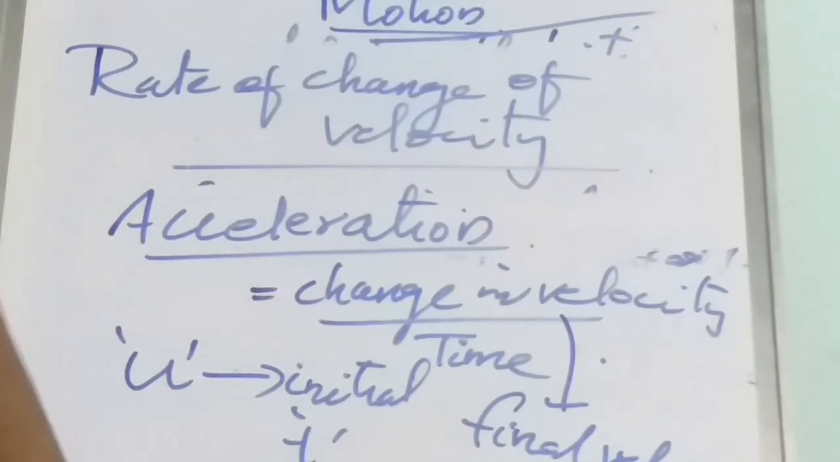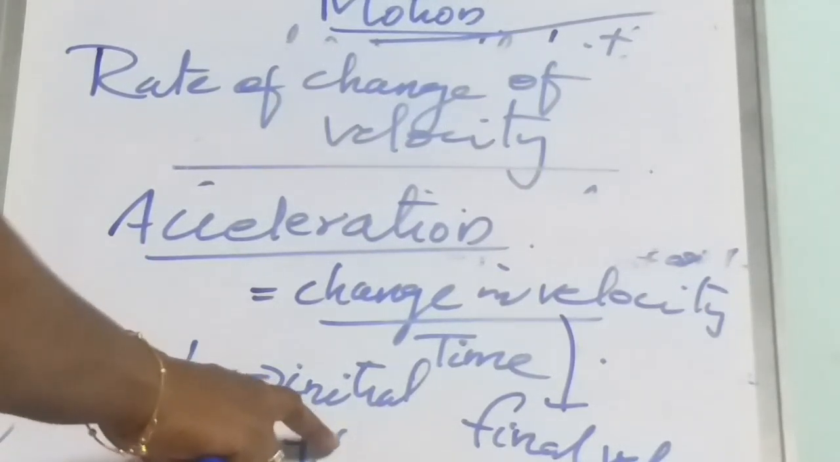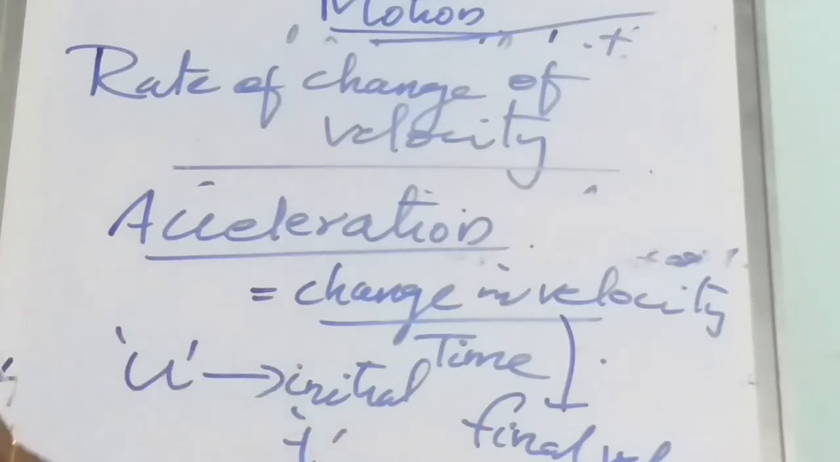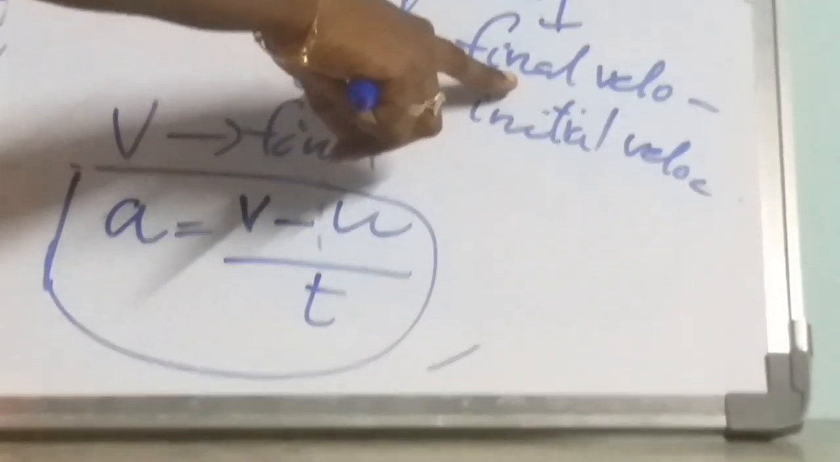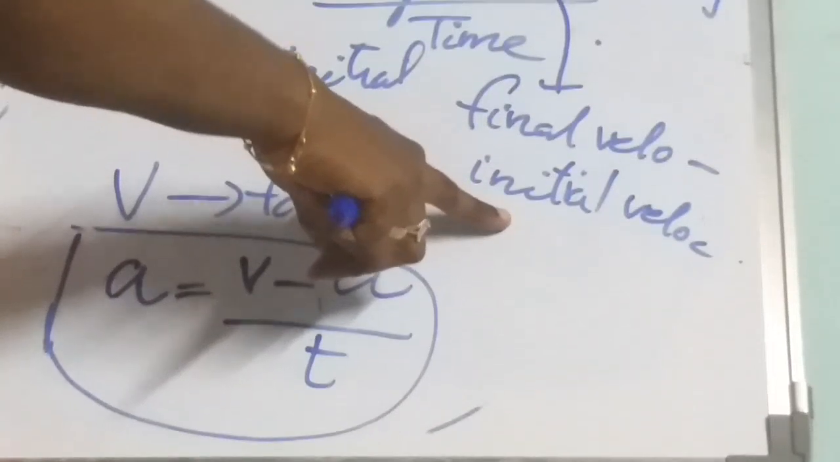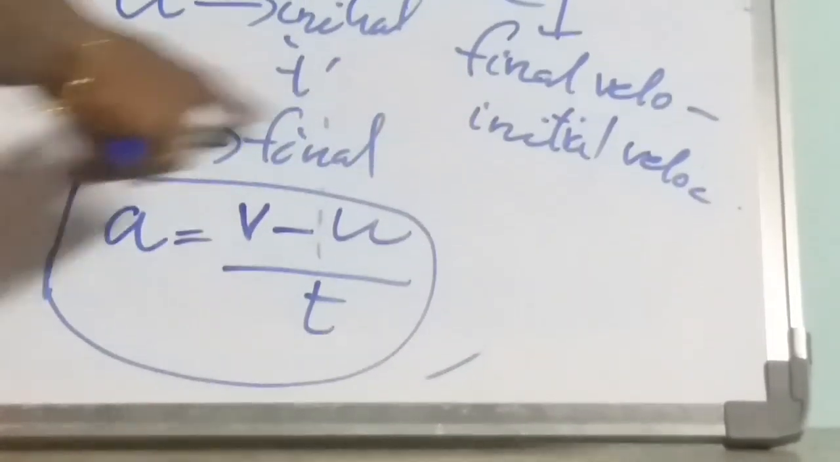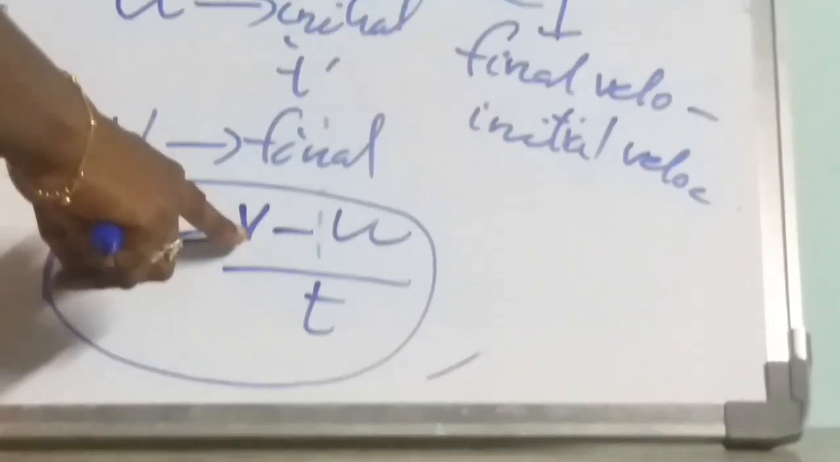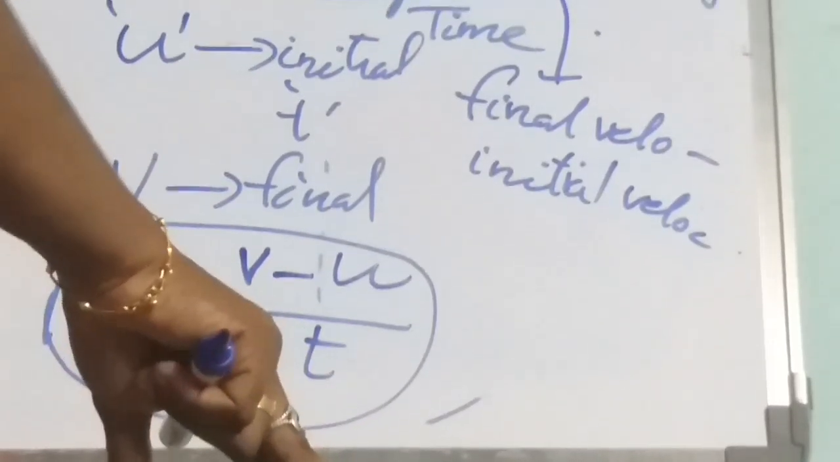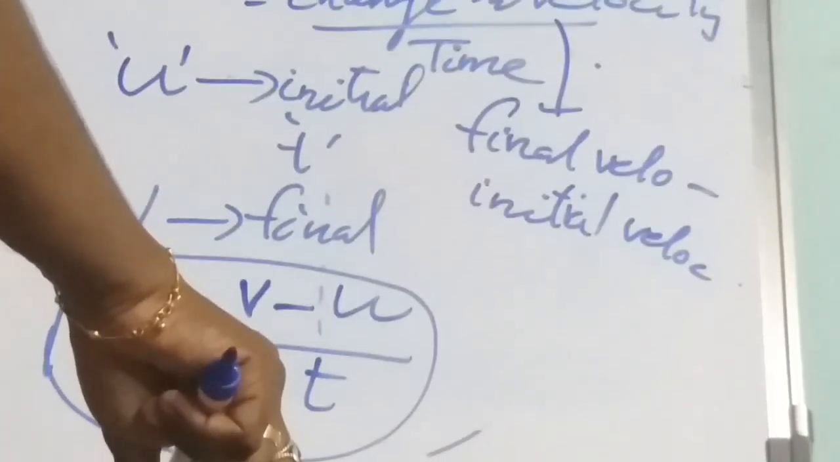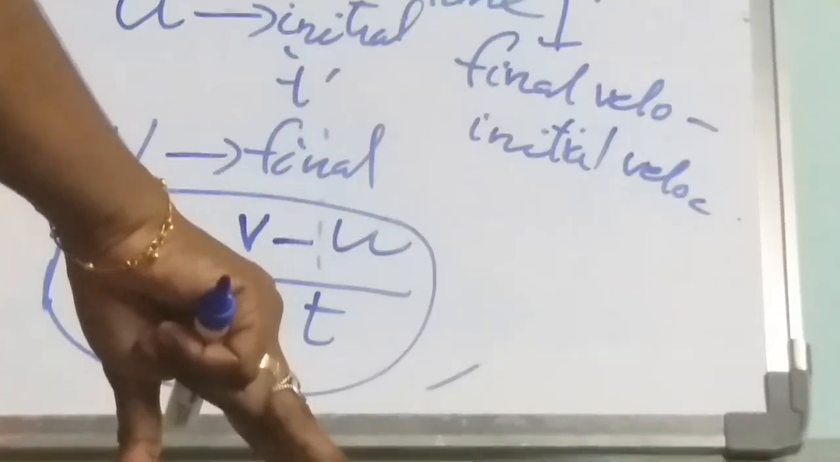Next we are considering that the velocity of an object changes from an initial value u to a final value v during the time t. Then acceleration a is equal to (v minus u) by t. That is, instead of change in velocity, we write final velocity minus initial velocity. Here the final velocity is v and the initial velocity is u, so acceleration a is equal to (v minus u) by t.